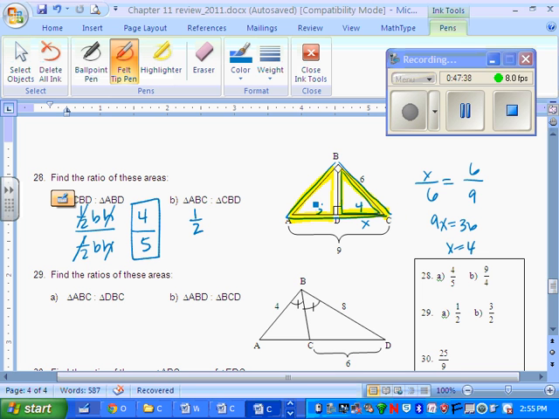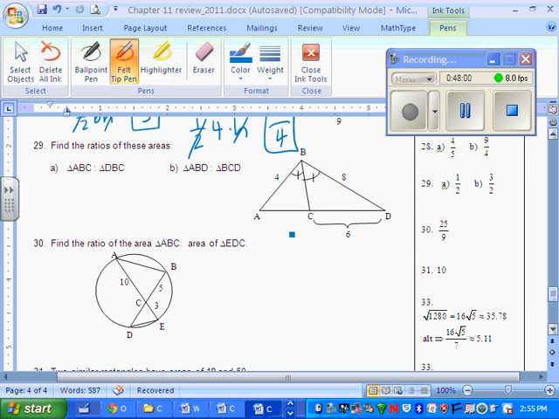Same with this one, we have ABC. So 1/2, the base of ABC is 9. The height of it is just the height. And then same with CBD. CBD, 1/2, the base is 4, the height is just height. Those cancel out. So my answer is 9 over 4, which is the ratio of the two areas.